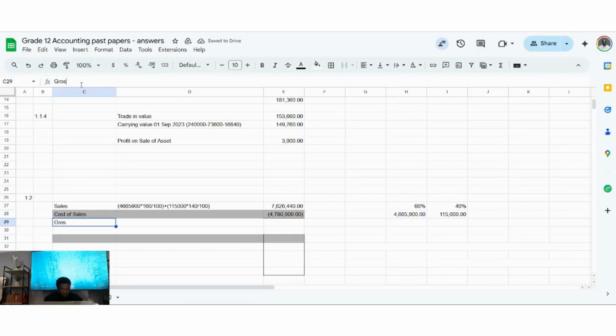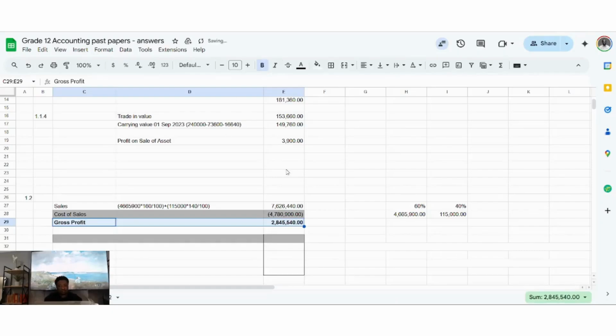Gross profit. So our gross profit is basically then sales minus the cost of sales, which gives us 2,845,000. So this is always a mark that you should get because it's a method mark.